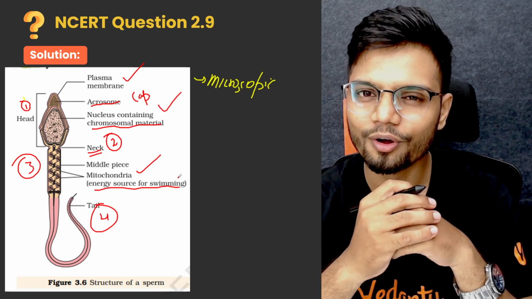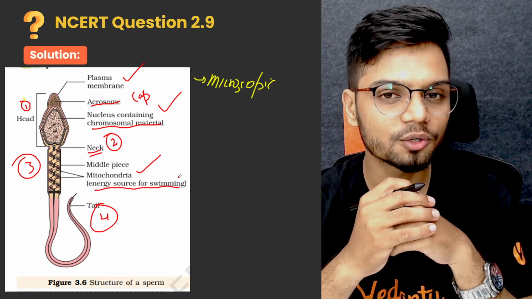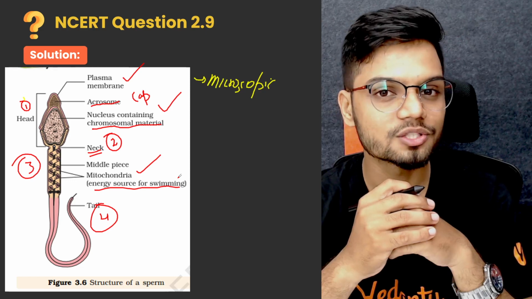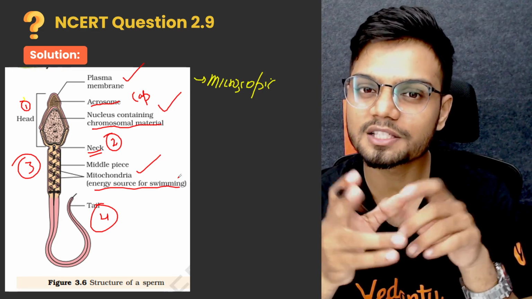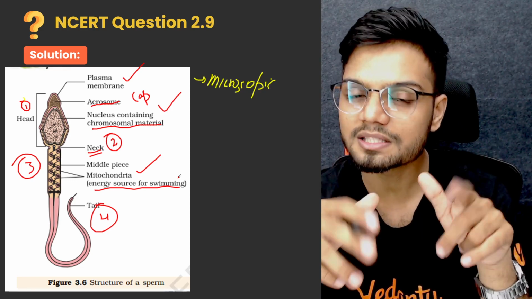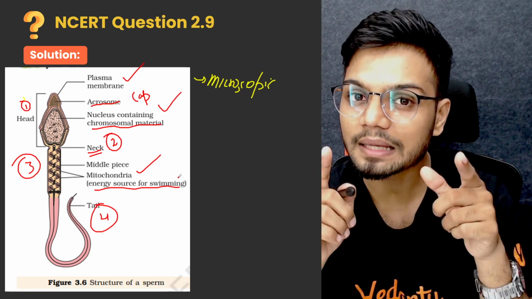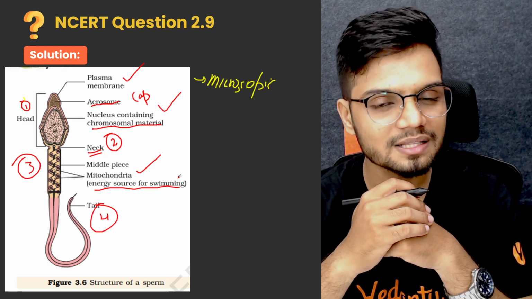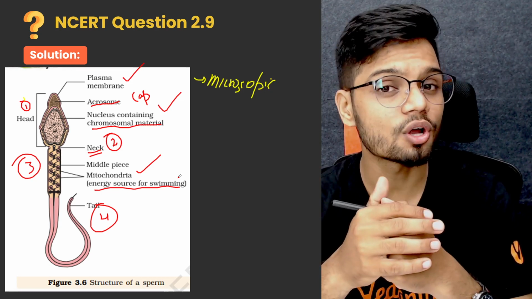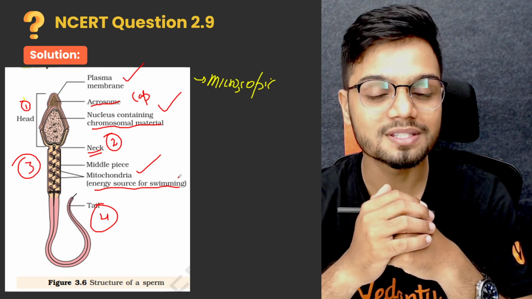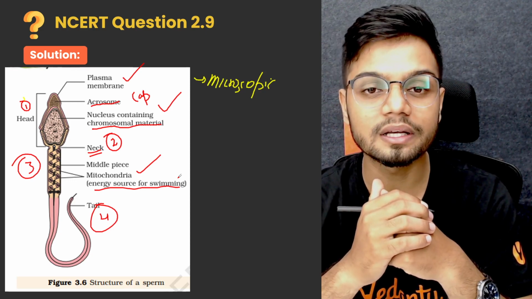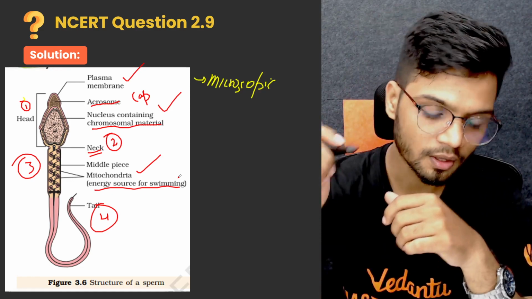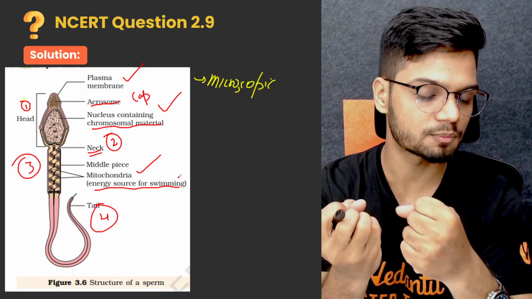But once the sperm has reached the cervix in the female reproductive tract, just the mitochondria is not enough. In fact, the sperms will undergo a separate process called capacitation. Let me know in the comment section if you want to know what capacitation is. I'll make a separate video on it, or if you want to know now itself, go on Vedantu NEET English, where I have made a separate video on capacitation. You can learn from there. Capacitation is nothing but activation of the sperm.